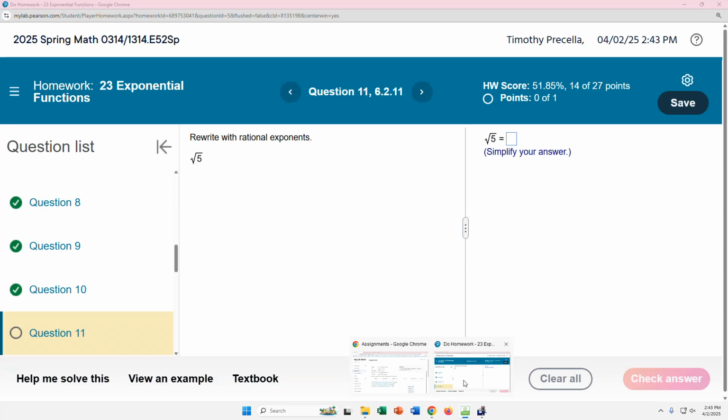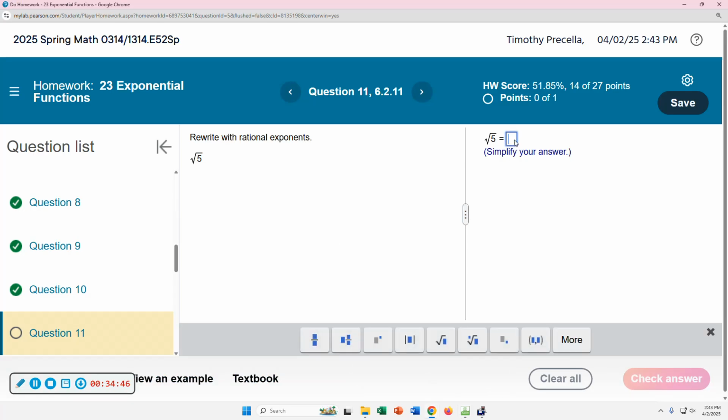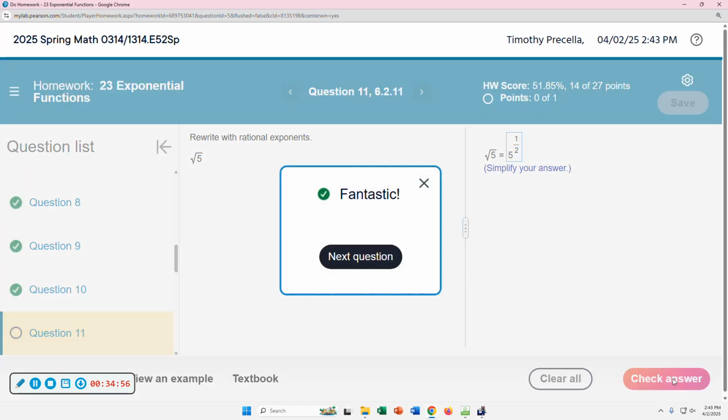Did you type the answer in? Nope. 5 raised to the 1 over 2. Any questions there?